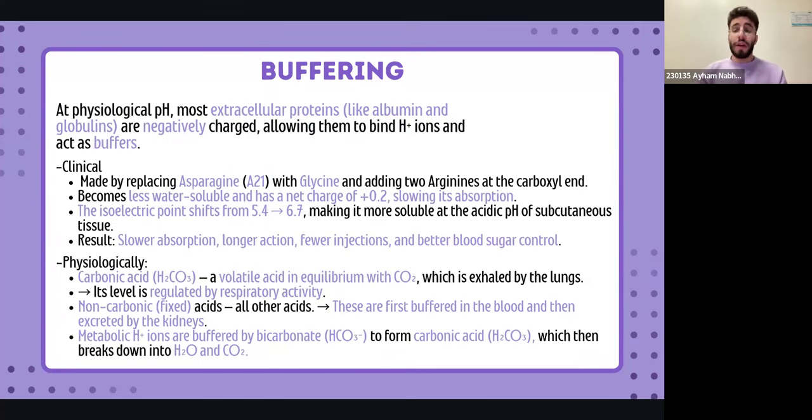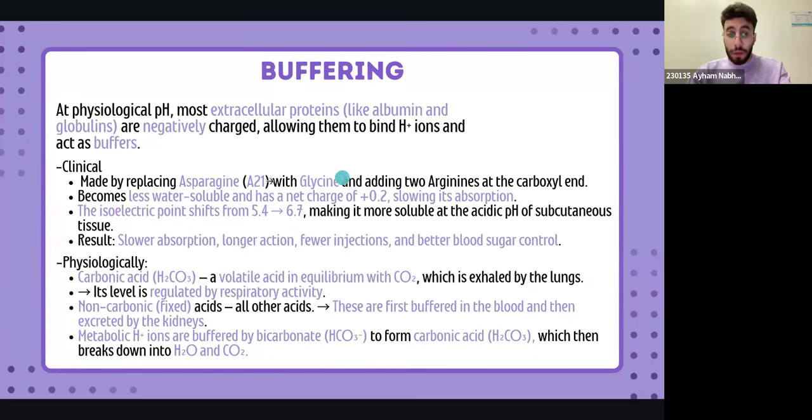The next slide is the clinically modified insulin that we talked about in the amino acid lecture, but with a small modification. This insulin is made by replacing asparagine with a glycine at position 21 in the peptide chain. That would make the insulin less water soluble and give it a net charge of +2, which slows its absorption. You don't need to know the value, just know it's less water soluble.